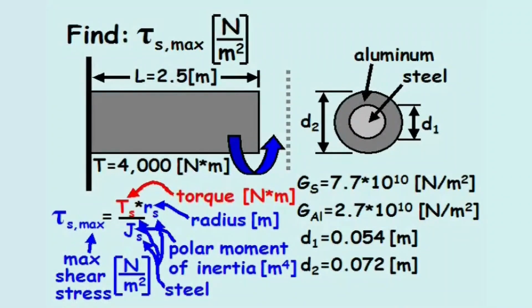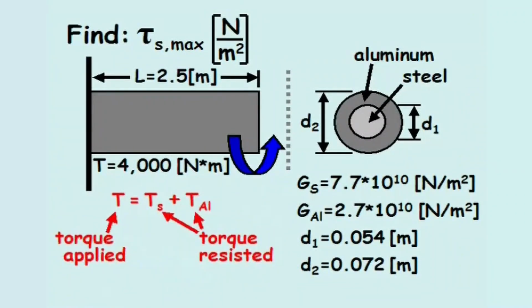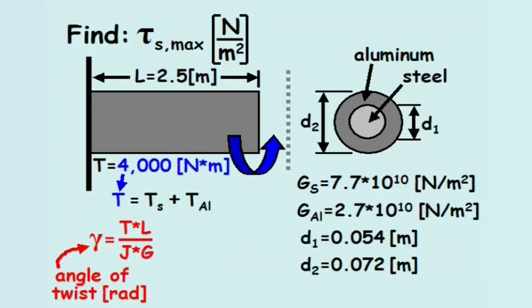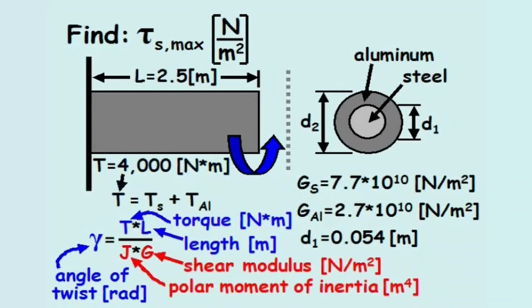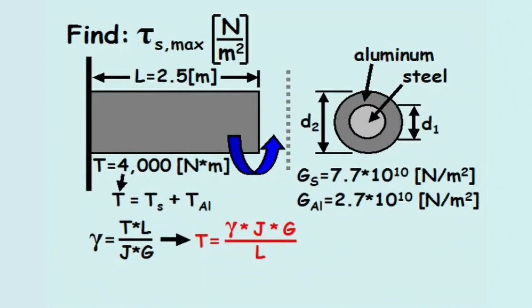We'll begin by calculating the torque resisted by the steel part of the shaft. In static equilibrium, the torque applied to the shaft equals the torque resisted by the shaft material, where the torque applied equals 4,000 Newton meters. The angle of twist in a cylinder, gamma, in radians, caused by a torque equals the torque, T, times the length of the shaft, L, divided by the polar moment of inertia, J, and the shear modulus, G. If we solve for the torque term, the torque equals gamma times J times G divided by L.